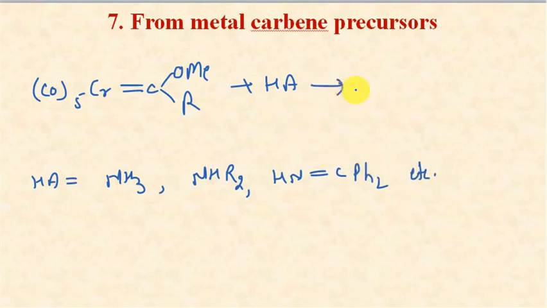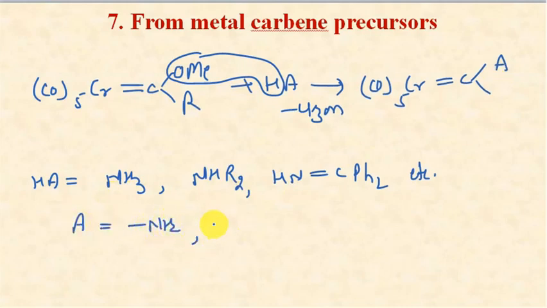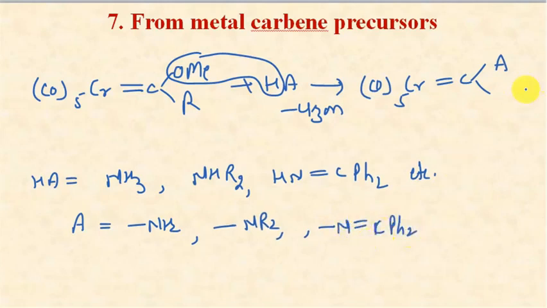So what will happen? We will have the compound in which this O methoxy is removed. Along with this H, the O methoxy is lost as methanol, and we now have A here. So what can be A? A can be NH2, A can be NR2, A can be N double bond C PH2, and here we have, as usual, this R substituent.